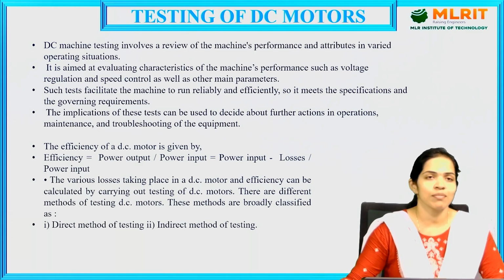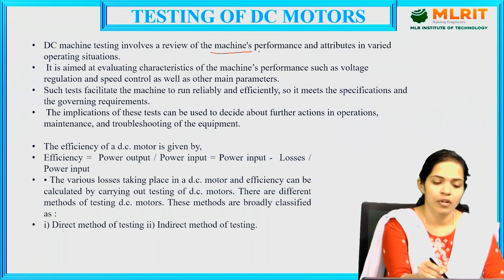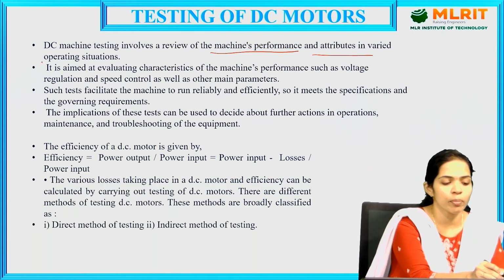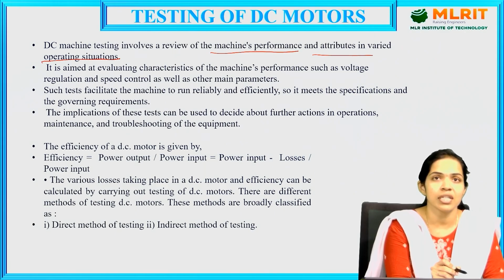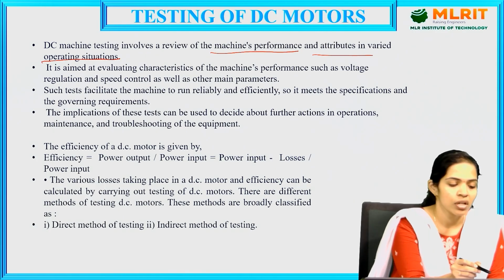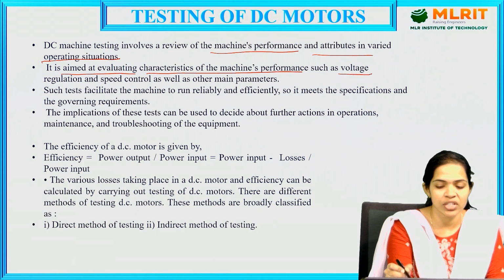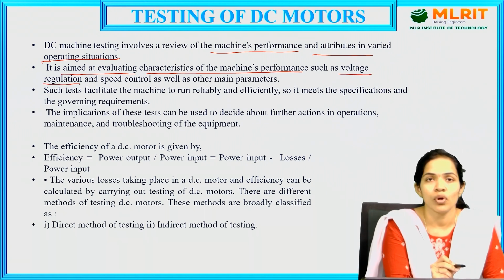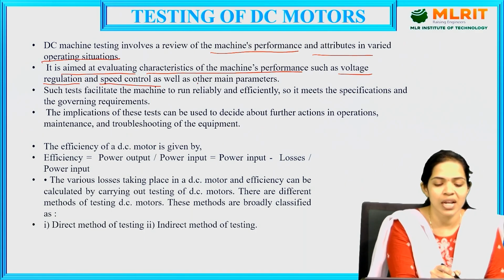So basically, DC machines testing involves a review of the machine's performance and attributes in varied operating situations. We take different operating conditions and evaluate the performance of the machine under them, and thus we calculate the efficiency, how efficiently the machine is running under the different situations given to the motor. It is aimed at evaluating performance characteristics such as voltage regulation, that is, how the voltage changes from no load condition to full load condition, and the speed control, as well as other main parameters.